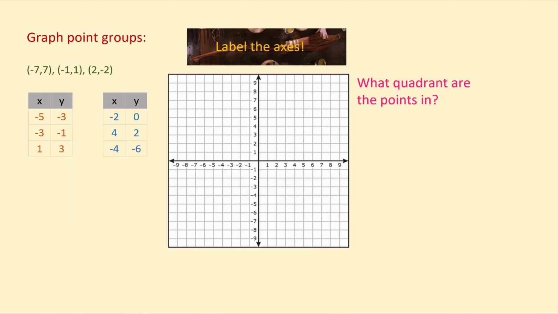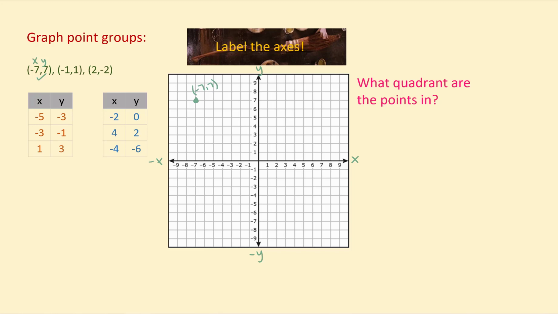Alright, so we're going to graph the point groups. What that looks like is we're just going to graph these 3 separate sections of points. If our first one is at negative 7, 7, the first thing I'm going to do is label my axes, so x, y, negative x, and negative y, just so that I can remember where everything is. Since x goes first and y goes second, I'm going to move to the left 7 spaces and then up 7 spaces. That brings me to that first point of negative 7, 7.